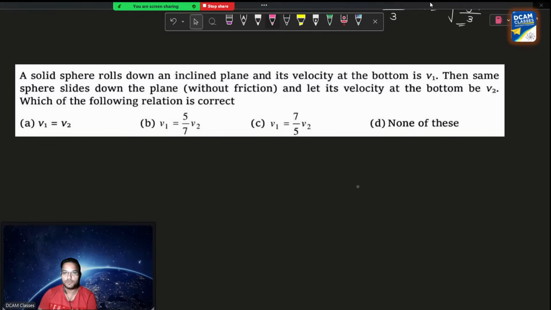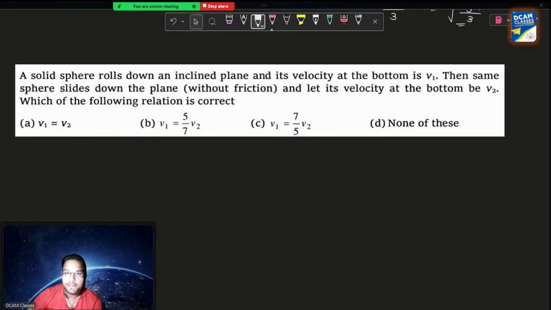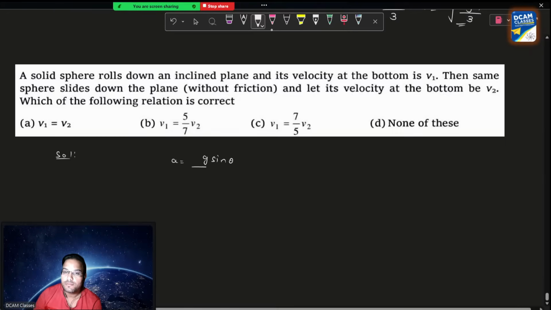What happened? Could not solve it? See, it's an easy one. When it's rolling down, acceleration a is equal to g sine theta by 1 plus I by mr square. I don't know if you remember, I is equal to 2 by 5 mr square for a solid sphere. So the acceleration when it is rolling down will be g sine theta by 1 plus 2 by 5, that is 5g sine theta by 7.